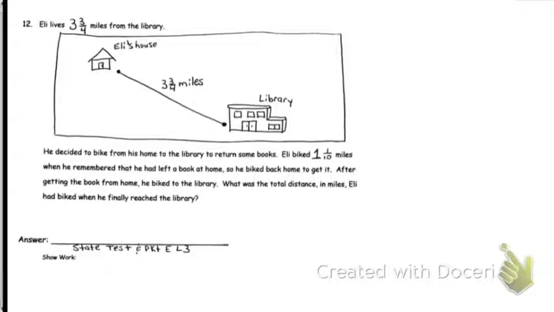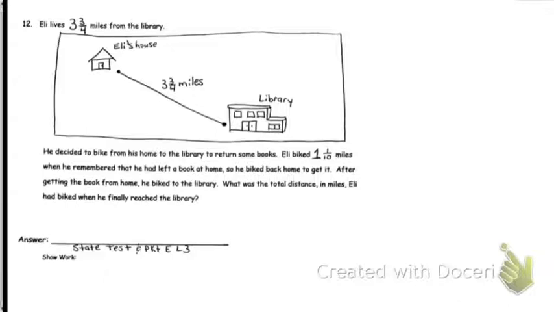So I want to picture this and understand it. I'm picturing a boy named Eli. I'm picturing him on his bicycle, and he's going from his house to the library to return books. Okay. Eli bikes 1 mile when he remembered that he left a book at home.